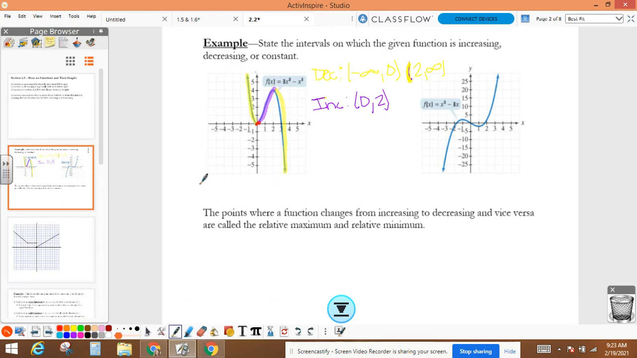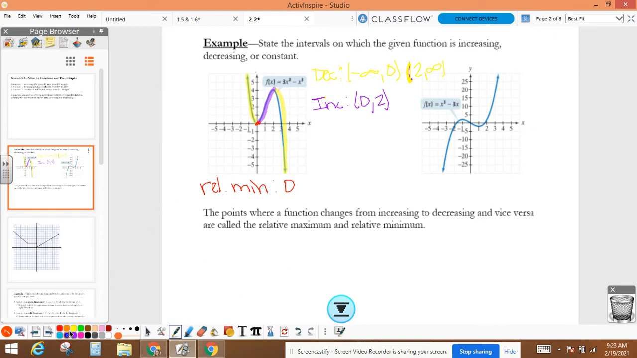Try that again. Relative minimum is 0. Now, the reason it's considered a relative minimum is because the function goes beyond that, but that is the lowest point in that area. All right, if we come up here, we're increasing and then we're decreasing.